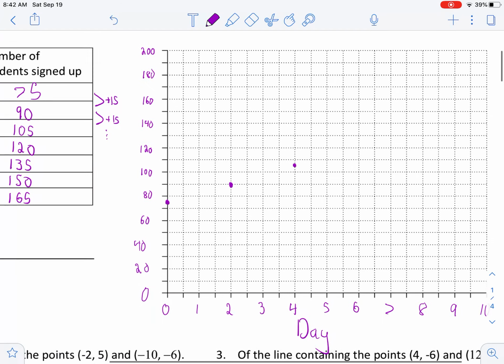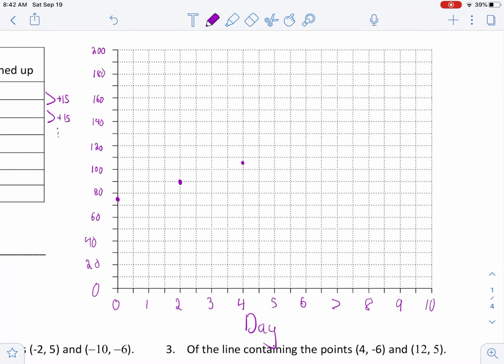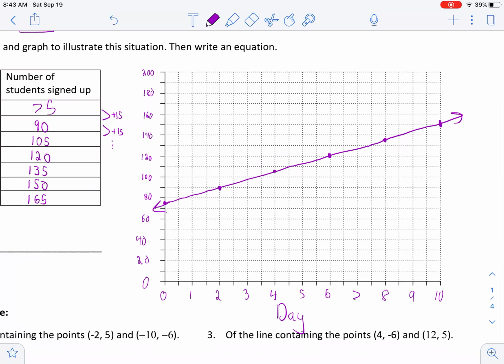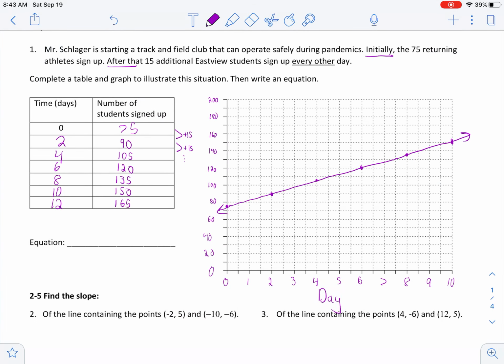At 6, we are at 120. All right, at 8, we are at 135. And at 10, we are at 150. All right, so that looks pretty good. Go ahead and draw a line. Remember, your iPad, if you're not using a pen, has a nice feature where it'll draw a straight line for you. All right, so let's write an equation here.